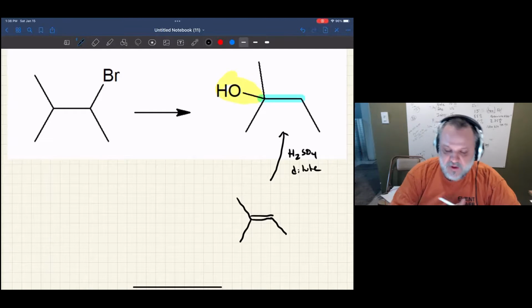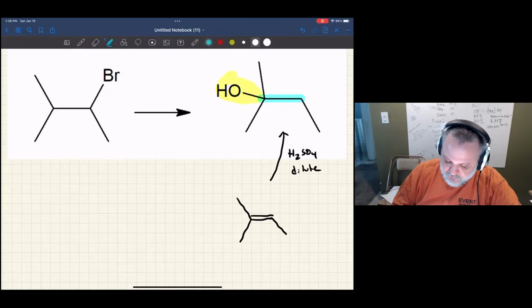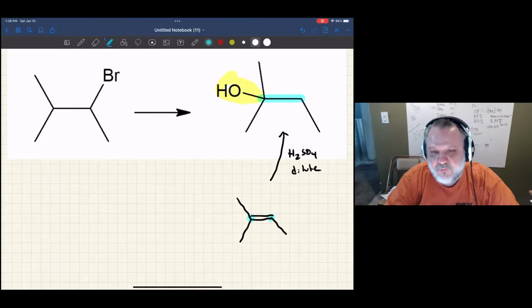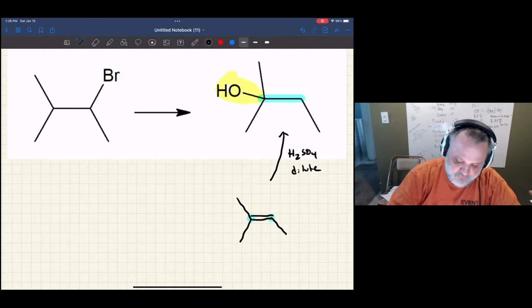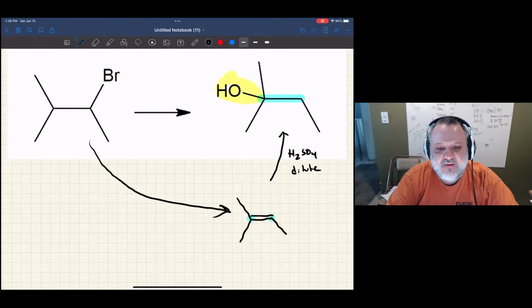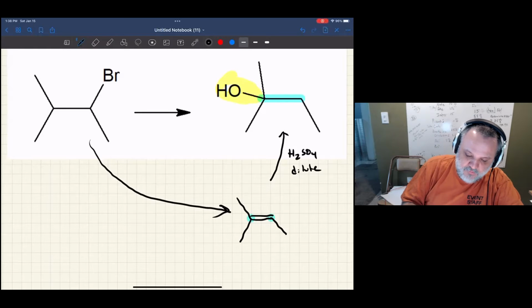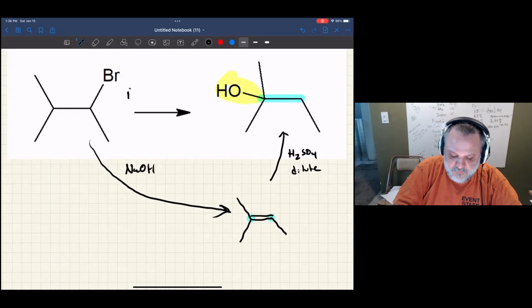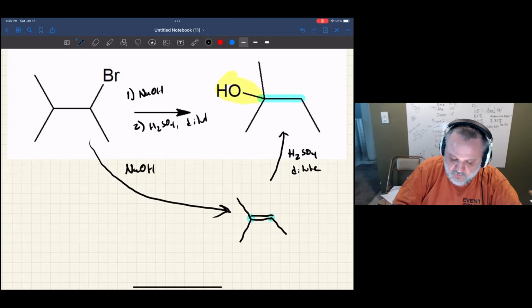Okay, so now I want to think about how do I make this double bond? Well, if I make a double bond, I had to have a leaving group in one of those locations. Well, look, my reactant has a leaving group in one of those locations. So how would I do the elimination? In this case, I would want to make the Zaitsev product, so I need a small base. I can do something like sodium hydroxide or methoxide. And so step 1, sodium hydroxide. Step 2, H2SO4 dilute. That's the solution.